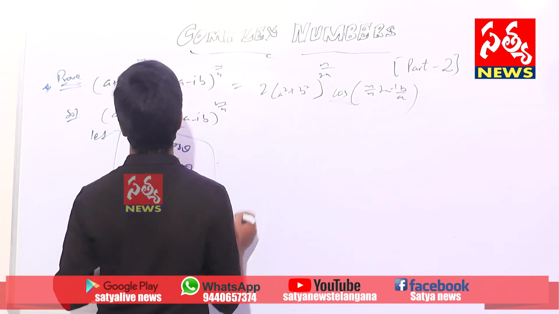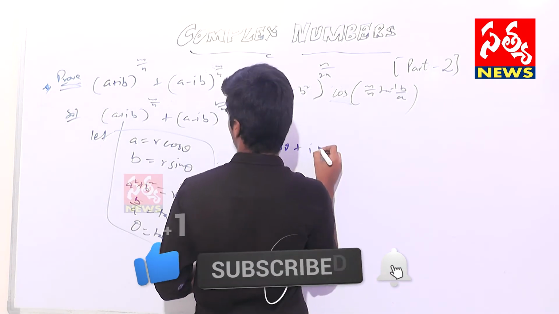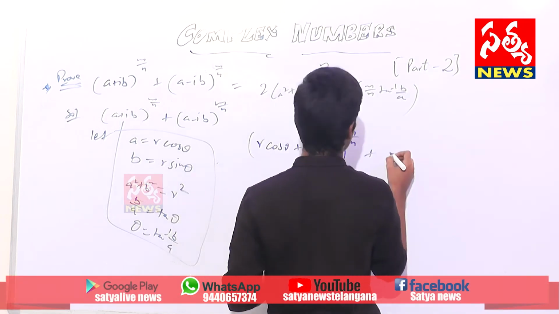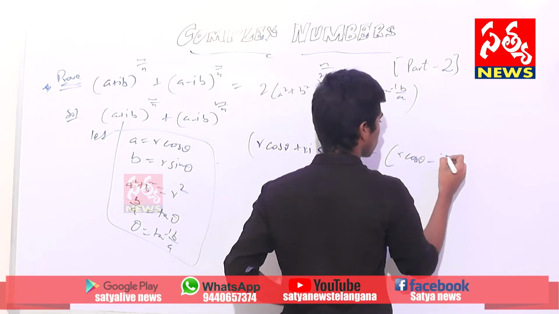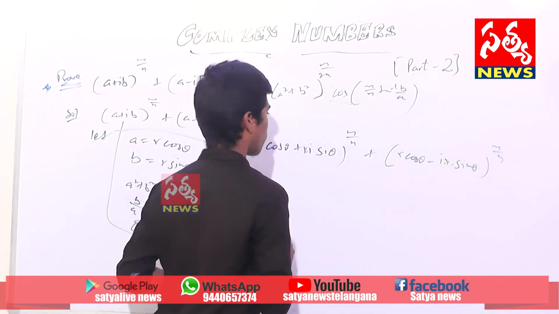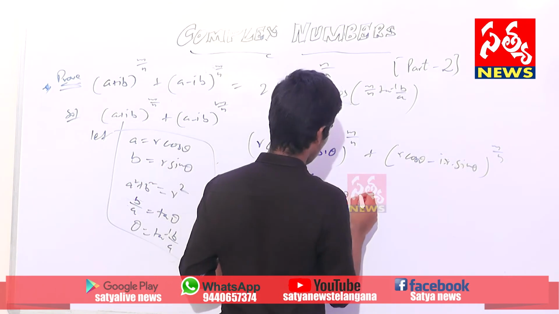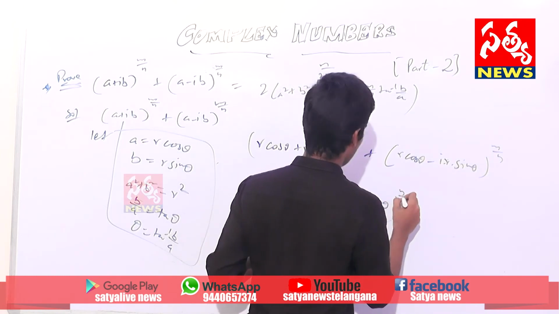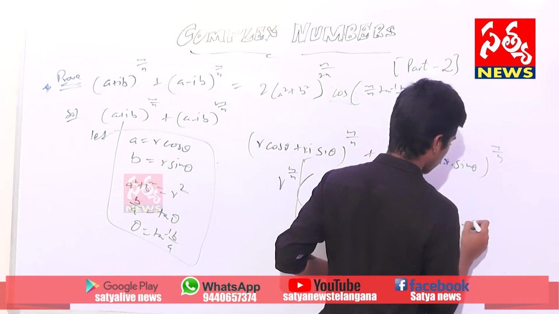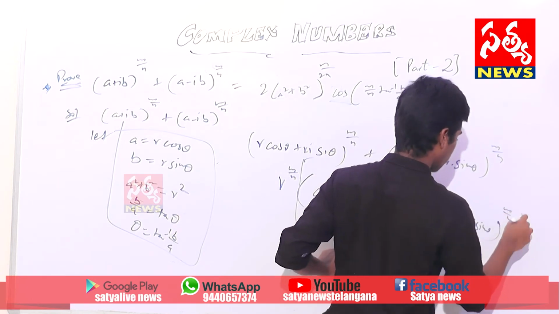Now, in the place of a, I am going to write (r cos theta plus i r sin theta) whole power m by n plus (r cos theta minus i r sin theta) whole power m by n. Taking r power m by n common, we get r power m by n into (cos theta plus i sin theta) whole power m by n plus (cos theta minus i sin theta) whole power m by n.